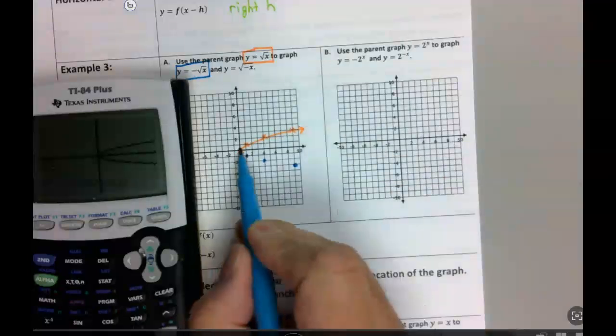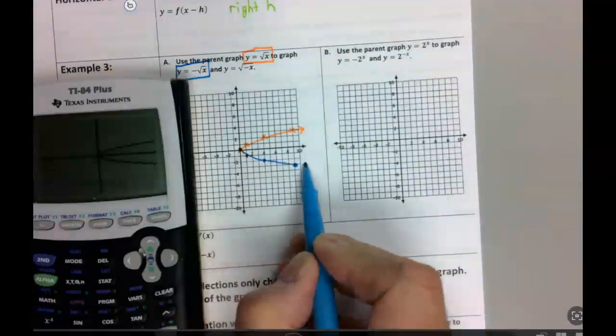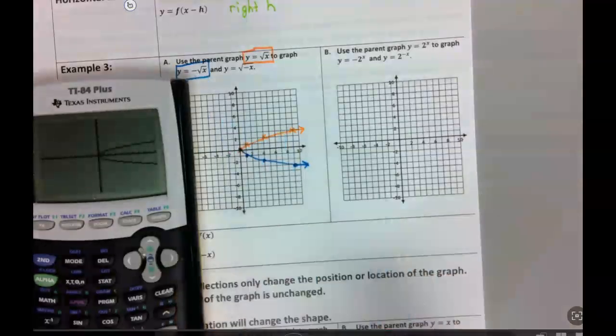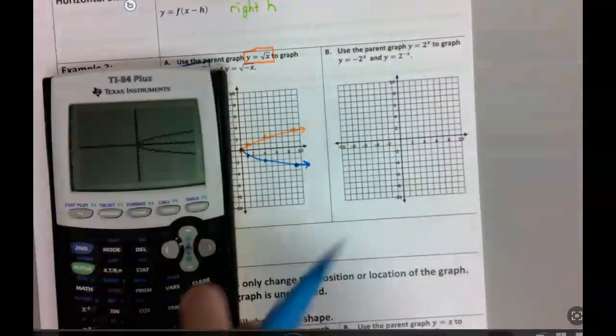So there's my reflection over the x-axis. Even though the negative's on the outside, I negate the y, it actually reflects it across the x, doesn't it? Now let's do the next one.